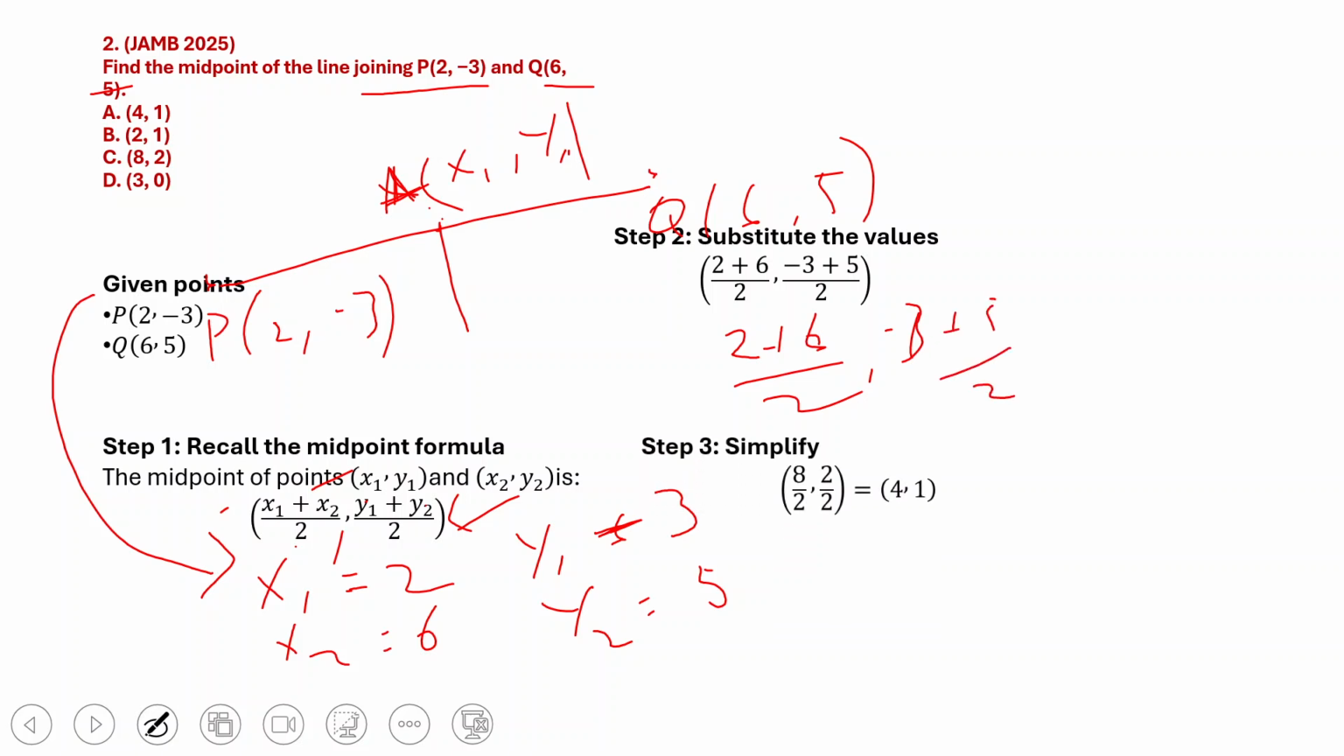So we'll simplify. This first one is resolved to give 8 over 2, and this second one is resolved to give 2 over 2. So the answer is 4 and 1. The correct option is A.